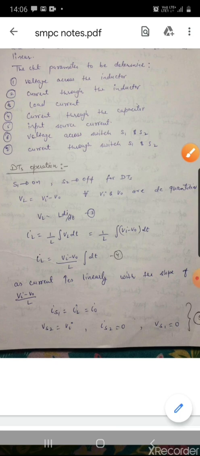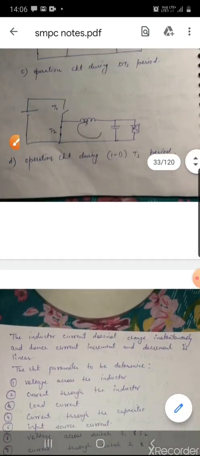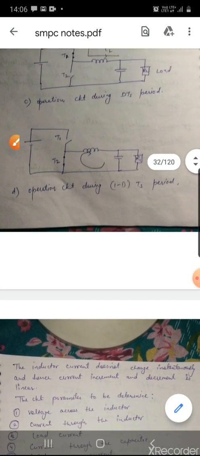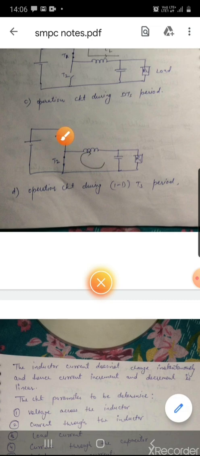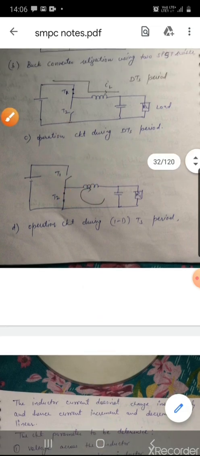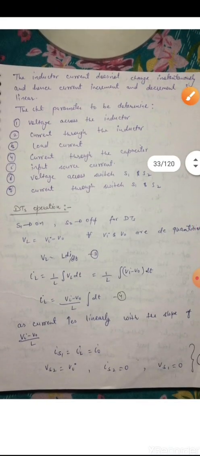This is the charging mode. The D Ts mode is the charging mode. So the current is getting increased with slope (Vi minus V naught) divided by L. And the switch current IS1 is IL. Obviously you can see that the current flowing through switch S1 is equal to IL, and obviously also equal to I naught. This is what is being reflected.